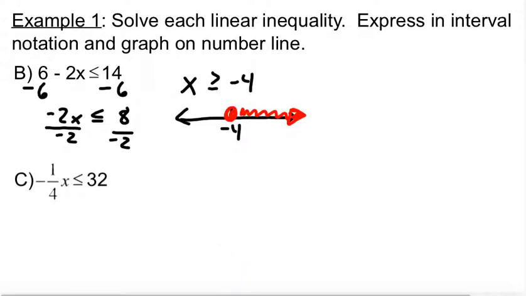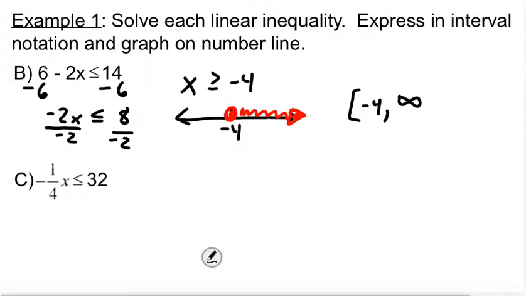So how do I write that in interval notation? Well, interval notation, it's starting there at negative 4. It's included, so this time I'm going to use a bracket. And then it goes through infinity, so we have to use what goes on this side? Infinity. And then what symbol goes on that side?